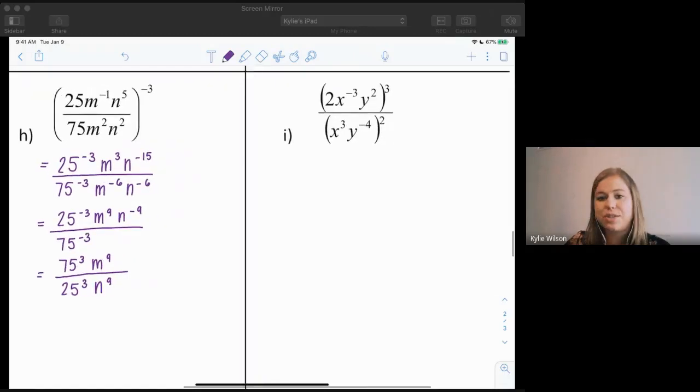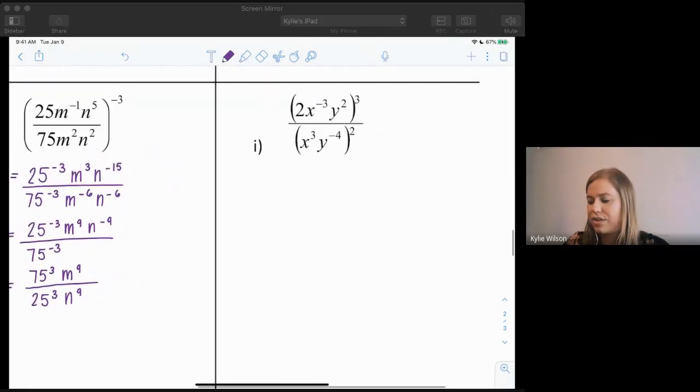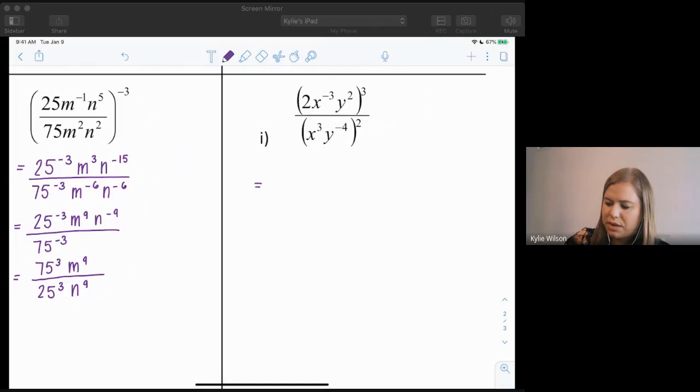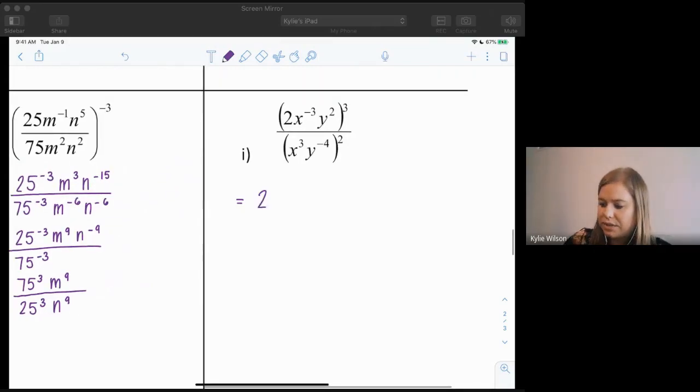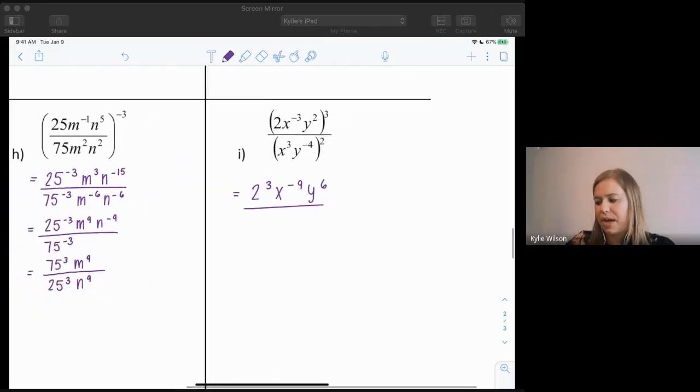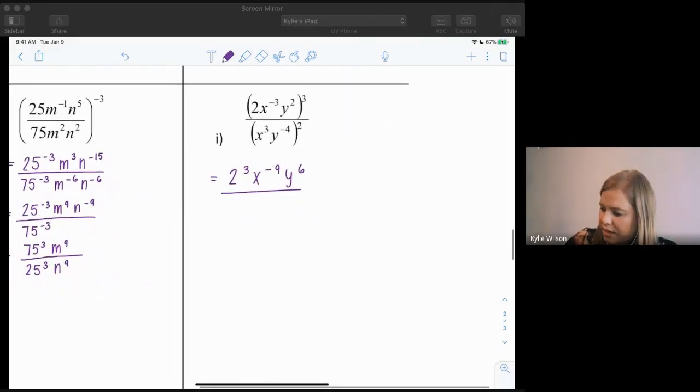Okay, let's do our last example, I. So we have 2x to the power of -3y squared, all to the power of 3, all over x to the power of 3, y to the power of -4, all squared. So again, we always start with our power of a power first. So we'll have 2 cubed, x to the -9, y to the 6. So again, all I'm doing with those exponents is I'm just multiplying them because of that power of a power rule. In our denominator, we'll have x to the power of 6, y to the power of -8.